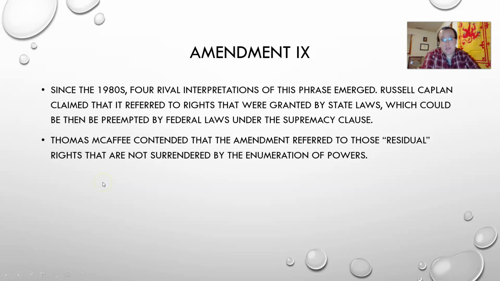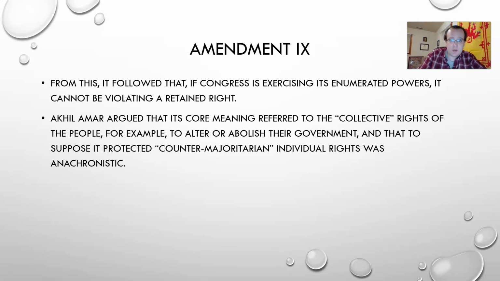So since the 1980s, we've had 4 different interpretations of rights retained by the people. I'm not going to ask you about any of these names, so don't worry about who Russell Kaplan is or Thomas McAfee. So Kaplan says it refers to rights that were granted by state laws, which could be preempted by federal laws under the Supremacy Clause. Thomas McAfee contends that the amendment referred to residual rights that are not surrendered by the enumeration of powers.